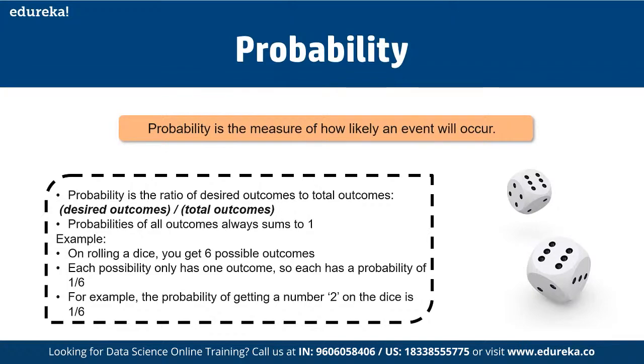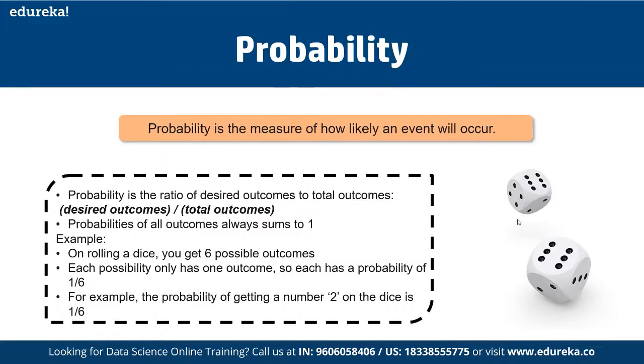Suppose we have a deck of cards, and we need to find the probability that the card we pull out is a heart. We know that there are 52 cards in a deck, with 13 cards each of hearts, clubs, spades and diamonds. This means there are 13 cards which we favor and 52 cards in total. So the probability here is simply 13 divided by 52, which is 1 by 4, and that is 0.25.